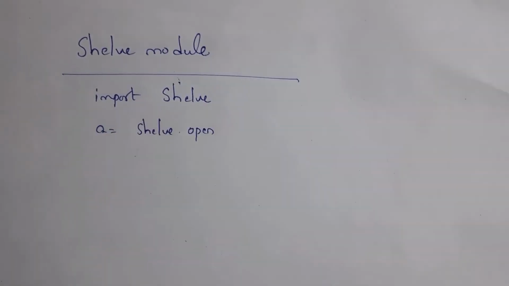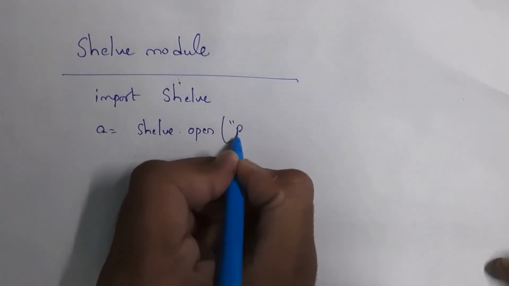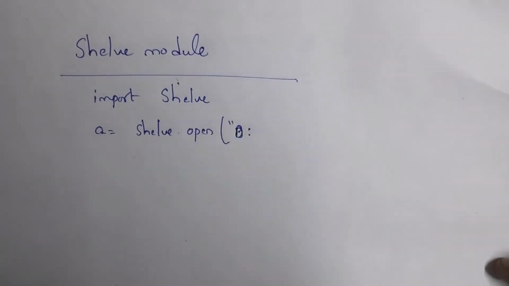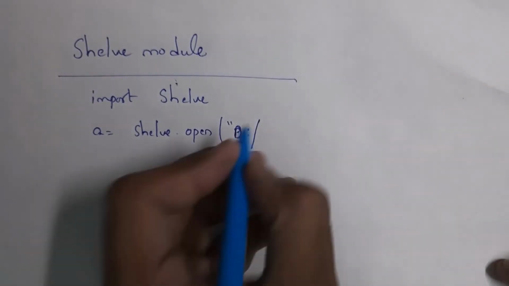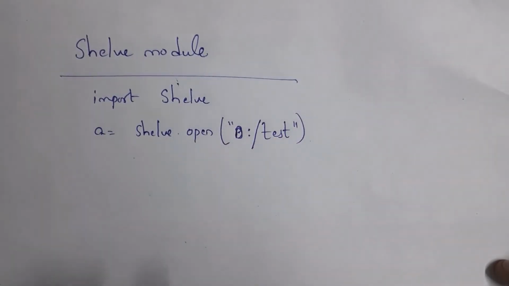I want to create a database. The database name is test. So just write here a equal to shelve.open, and I want to create this database in local disk D. So write here d:/ and I am giving the database name as test. Whenever you run this line of code and click enter, it will create the database.